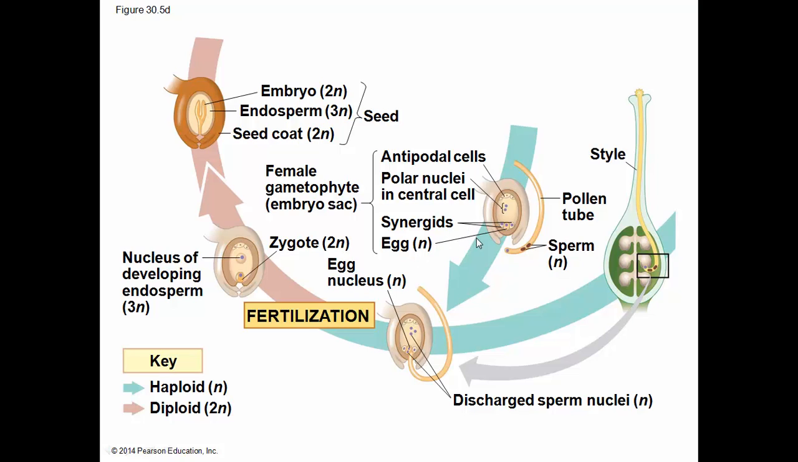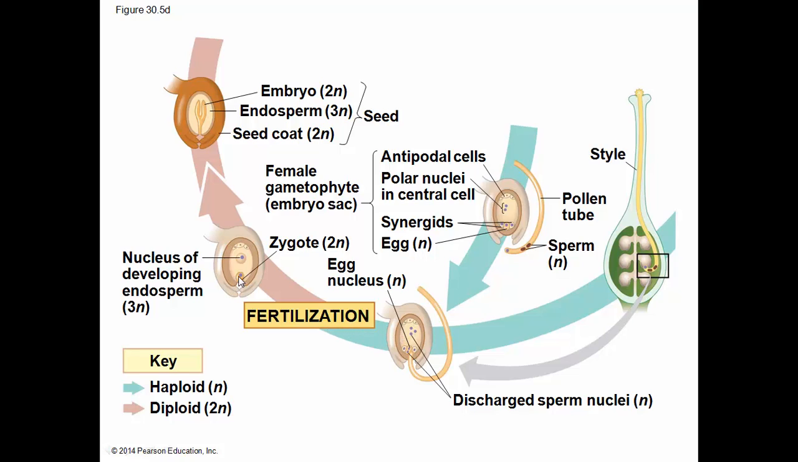Okay, so here's the sperm cell pollen tube comes in, pollinates the egg nucleus. Okay, these synergids on either side are not really functional. They're just part of developing the embryo. I mean, just part of developing the megasporangium.